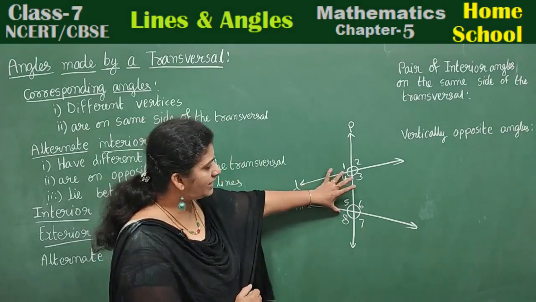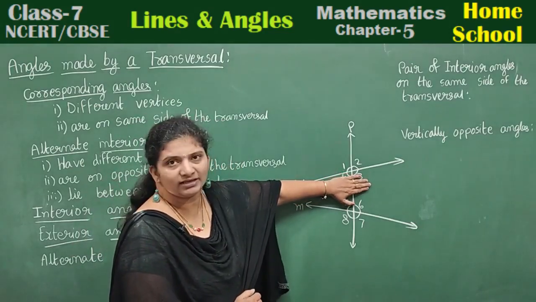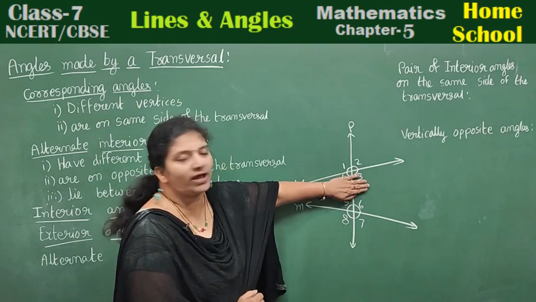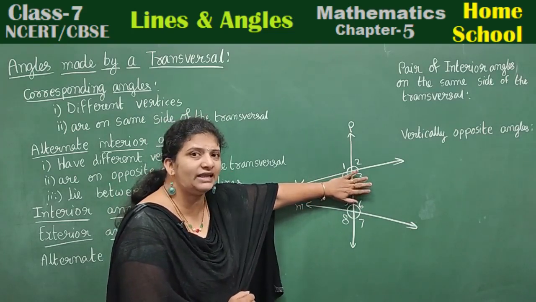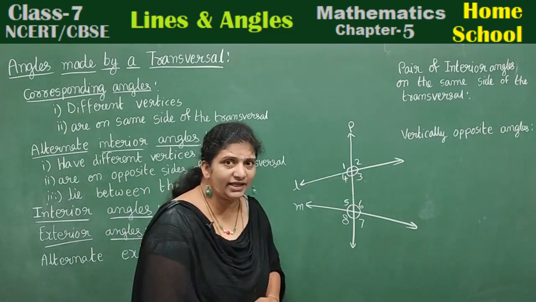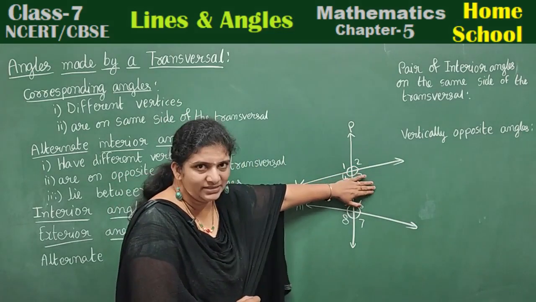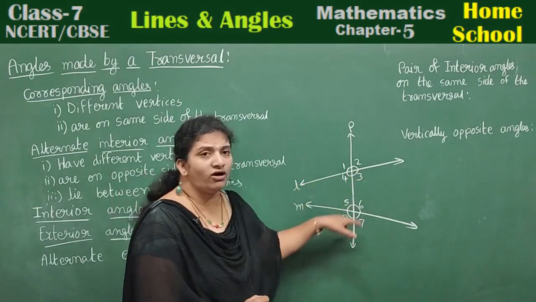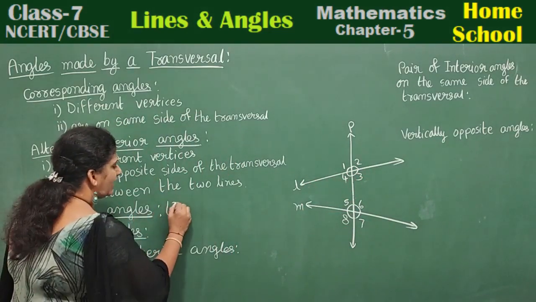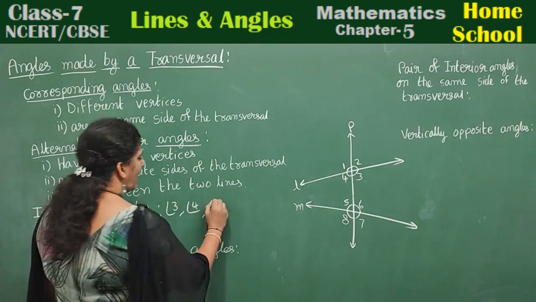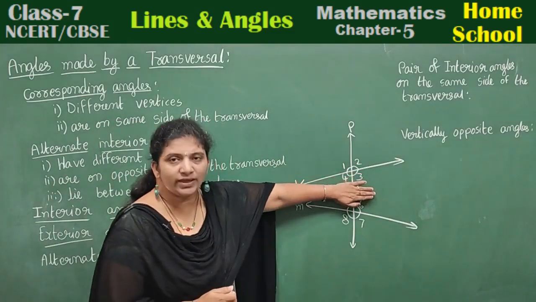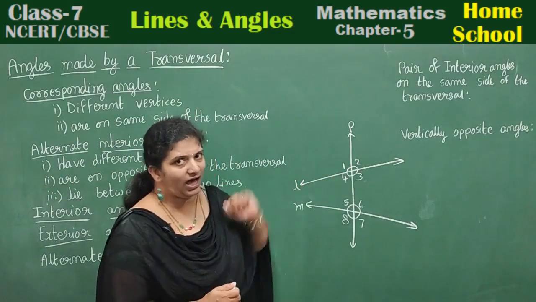Now we are going to see what are all the angles it is forming. Look here, in between these 2 lines, these 4 angles, we call them interior angles. The angles are inside the lines. So what are the interior angles? Here I write interior angles: angle 3, angle 4, angle 5 and angle 6. These 4 angles we call interior angles.